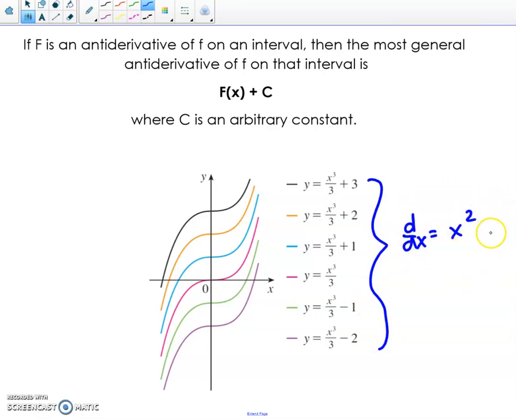If I take the antiderivative, I'll get this 1/3 x cubed, but I could have different constants attached to it. So when we take the general antiderivative, we're always going to attach a plus c. Now a plus c is very important. It stands for an arbitrary constant, so that envelops all of these different constants that it could possibly be.